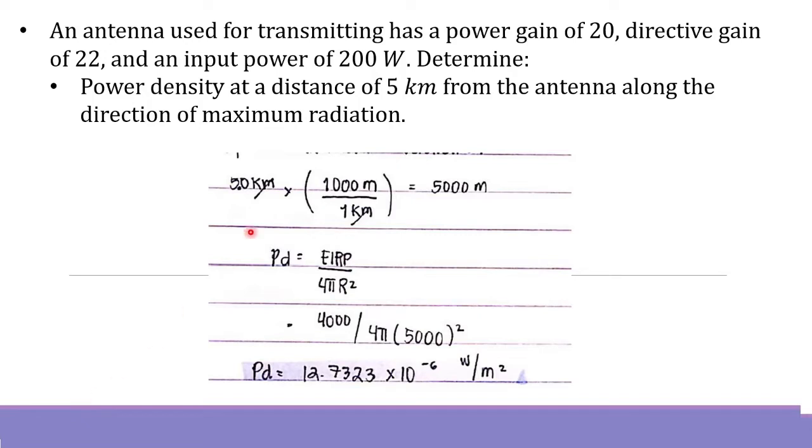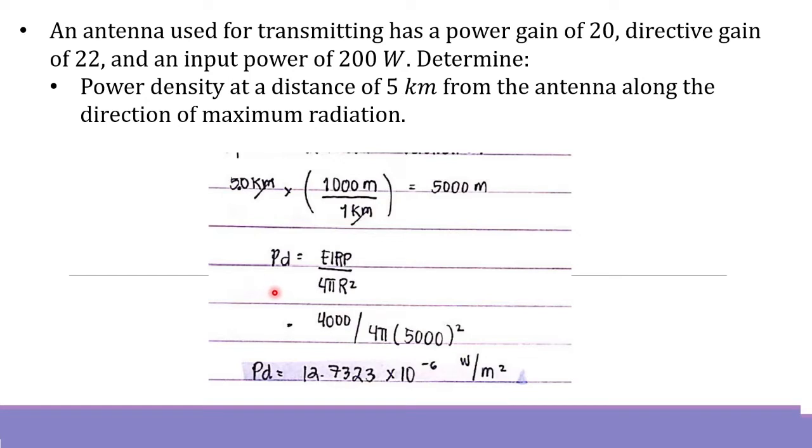So on our next problem, we will be needing the power density at a distance of 5 km from the antenna along the direction of maximum radiation. So for the power density, the unit of that is watts per meter squared. Since the given is 5 kilometers, we will be needing to convert it to meters. So this is the conversion. For every 1 kilometer, there is 1,000 meters. So we will just multiply 5 kilometers by 1,000 meters over 1 kilometer, which we will get 5,000 meters.